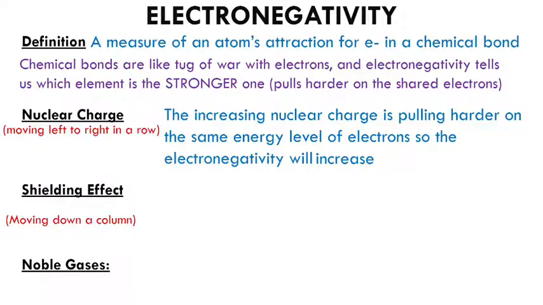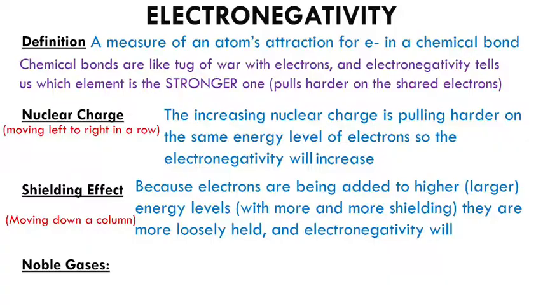Now, shielding effect. As we move down a column, remember that the more energy levels we have, the more shielding the electrons on the outside of our atom have from the pull of the nucleus, which means they're less attracted to the nucleus, less firmly held in a chemical bond or otherwise, which means as we go down the periodic table, our electronegativity will decrease.